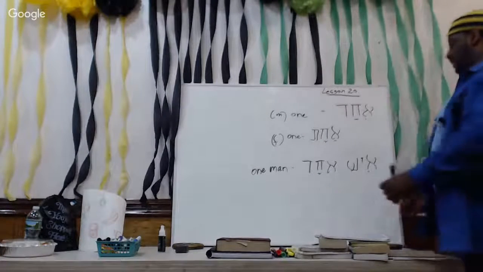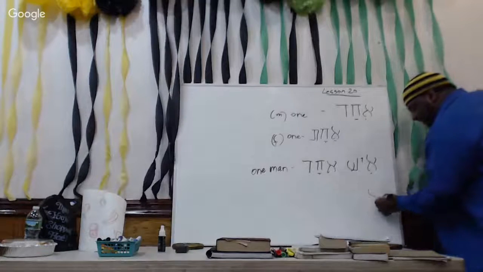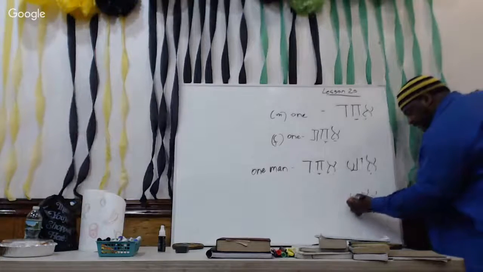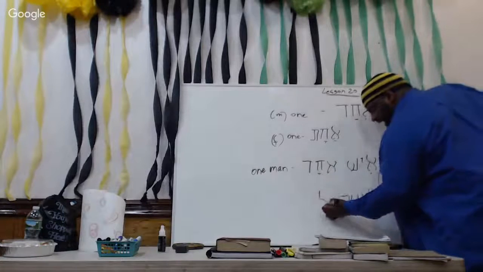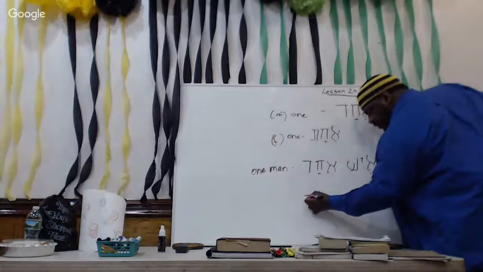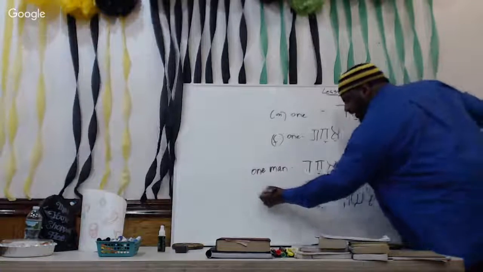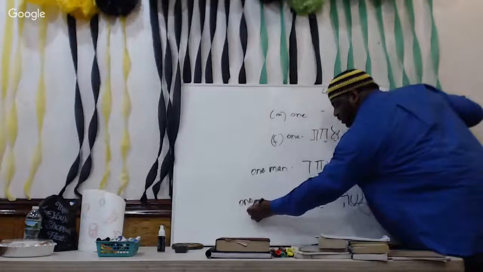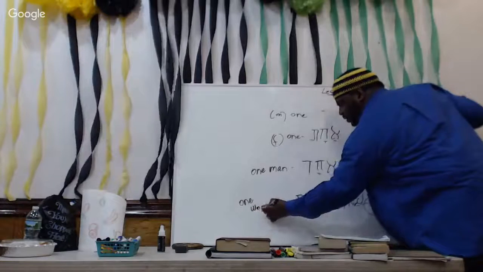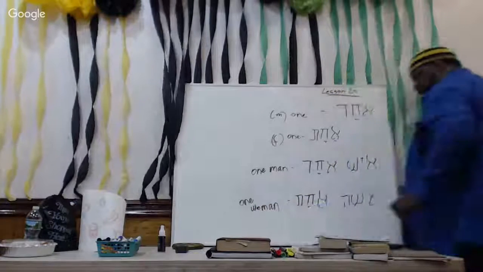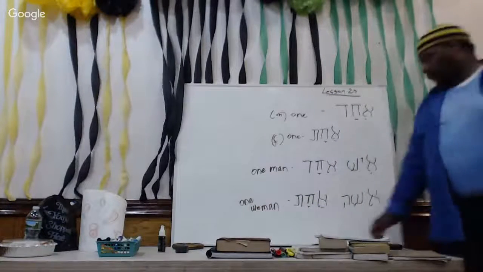All right, so one man is that. So we have Isha, okay, Akat. All right, and that means one. So we can begin to understand what we're talking about.